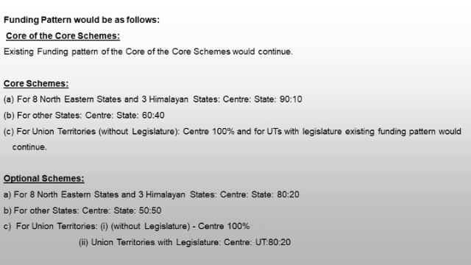Now how will the core schemes change? For 8 northeast states and 3 Himalayan states, the center will take care of 90% and the states have to take care of only 10%, because these states are known as former special category states. Now there is no special category status. These special category states are those which cannot raise their own resources, and it was recommended by the Gadgil formula way back in 1967-68.